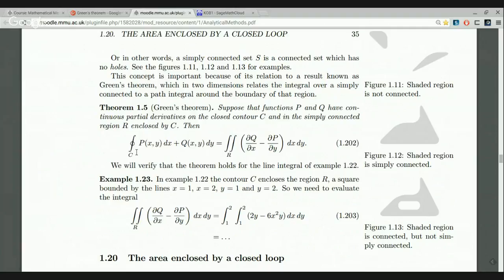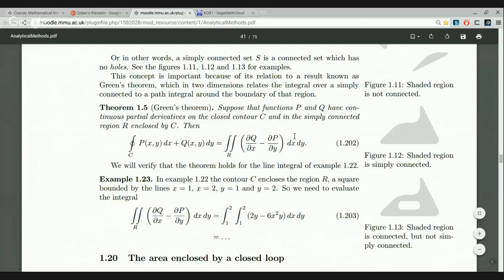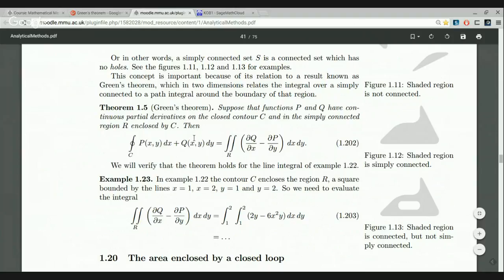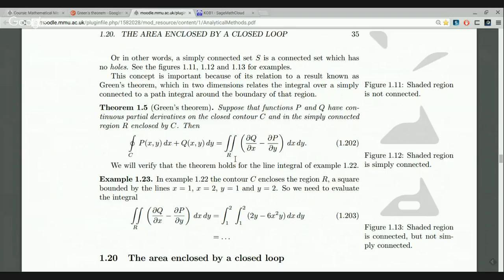C is the boundary of a simply connected region R. So C is going to be a simple closed curve, and inside it is going to be a simply connected region of the plane. Green's theorem says that if you integrate this linear differential form, P(x,y) dx plus Q(x,y) dy, around the boundary C, you get the same result as integrating this difference of partial derivatives over the region R, which is contained inside the closed curve C.